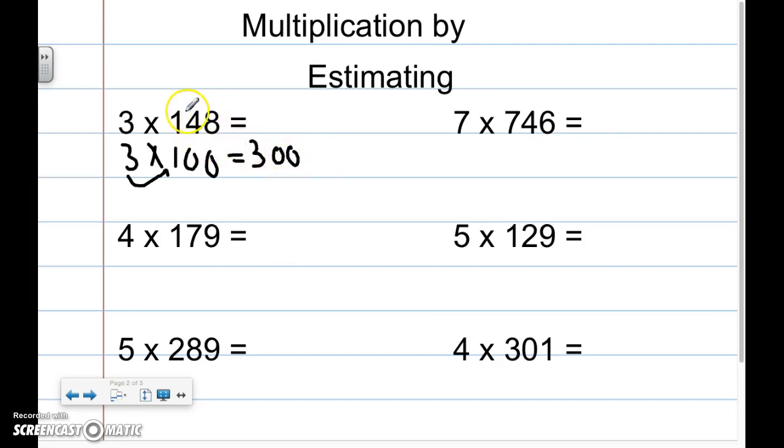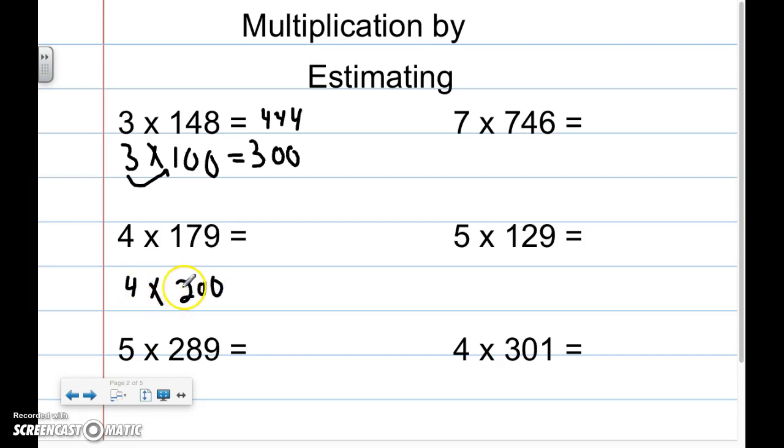So I estimated 3 times 148. I didn't round it really, I just estimated it. So 3 times 148, I could do 3 times 100 as a close estimation, which means my answer would be close to 300. If I actually did 3 times 148, my answer is 444. So I'm off, but I'm not super off. Okay, let's look at 4 times 179. Well, I could say 4 times 200. That would be a pretty good estimation.